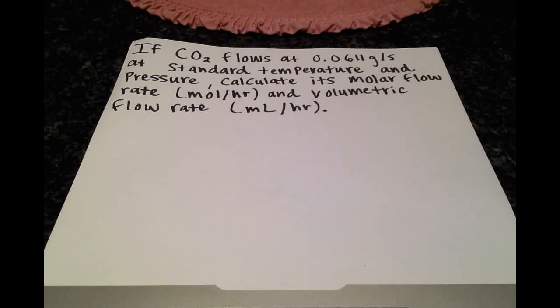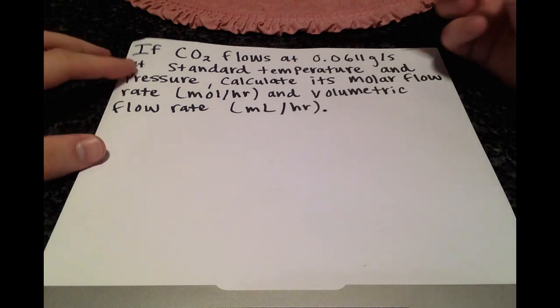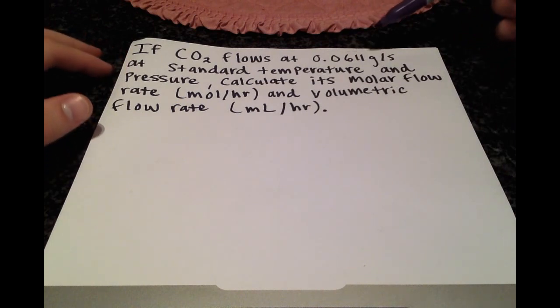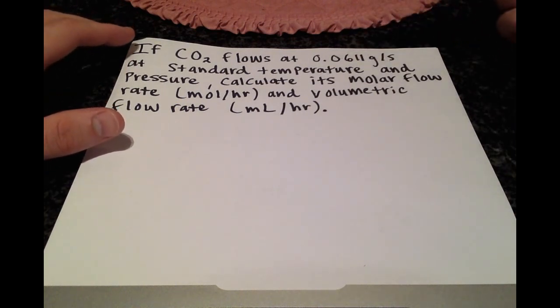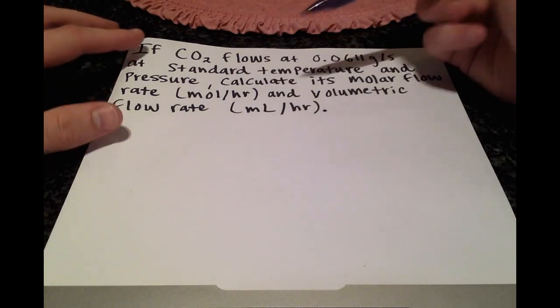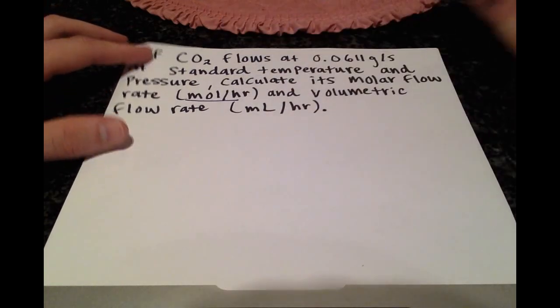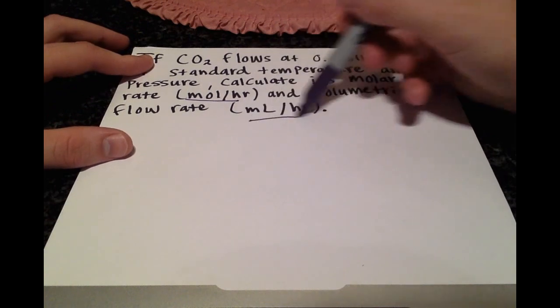Hello ladies and gentlemen, today we're going to be looking at flow rates and in particular how flow rates behave at certain temperatures and pressures. So the problem we have says if CO2 flows at 0.0611 grams per second at standard temperature and pressure, calculate its molar flow rate in moles per hour and its volumetric flow rate in milliliters per hour.